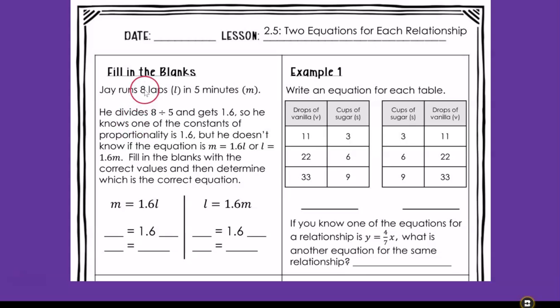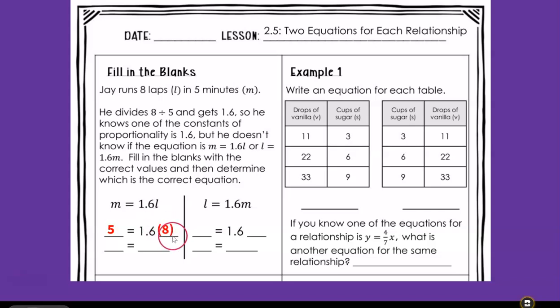Okay, so the two numbers that we have in our problem are 8 and 5. 8 is laps, 5 is minutes. So when I look at my first equation, I have an M first. So I'm going to look back at my problem where the M is, that's the 5. So I'm going to put that right there. And then the L in the other part of the equation is going to be the 8. Okay, so I have 5 equals 1.6 times 8.